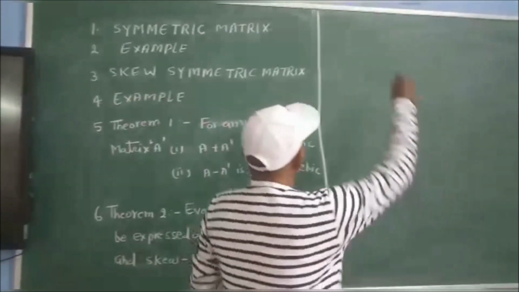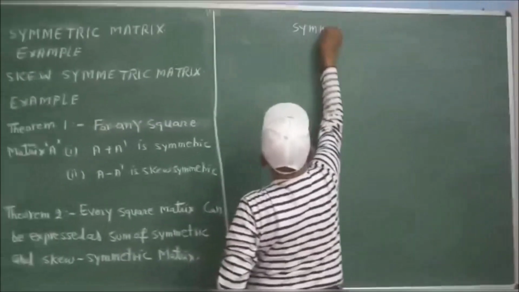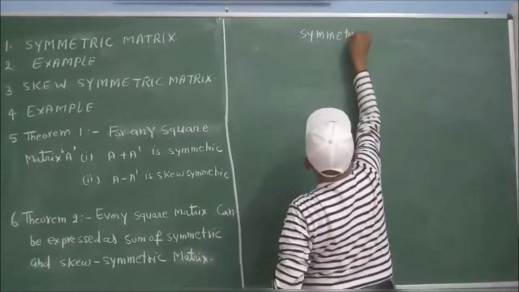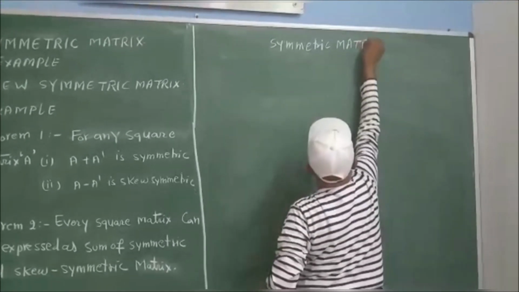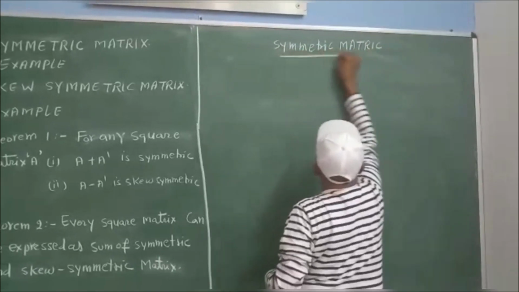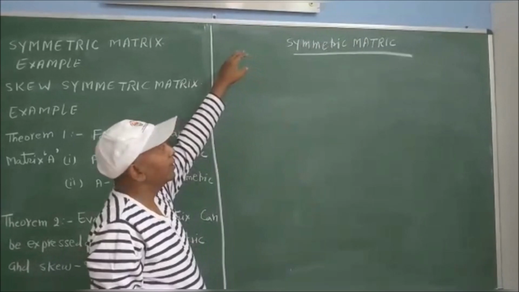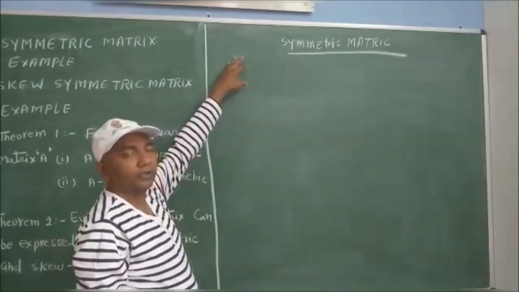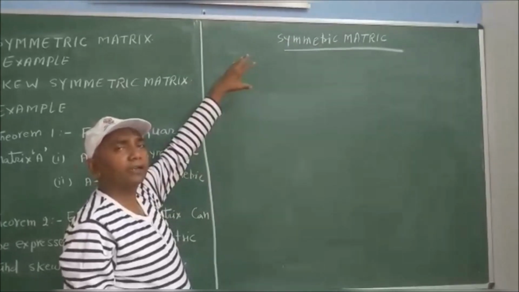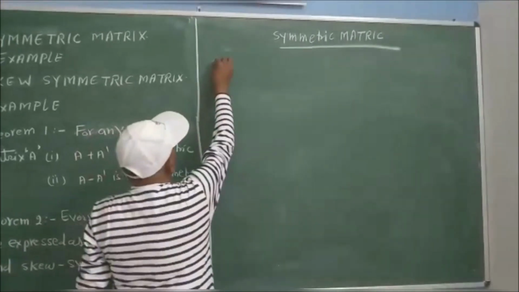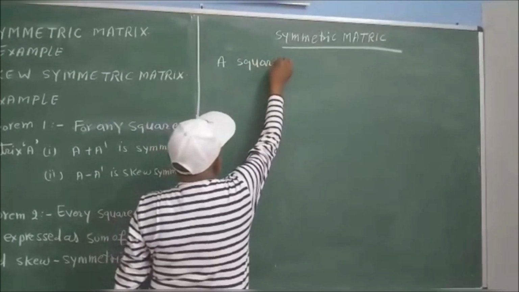Our topic is symmetric matrix. So what is the definition of a symmetric matrix? You have read about different types of matrix such as the square matrix, scalar matrix, identity matrix. Here, symmetric matrix is also an example of a square matrix.